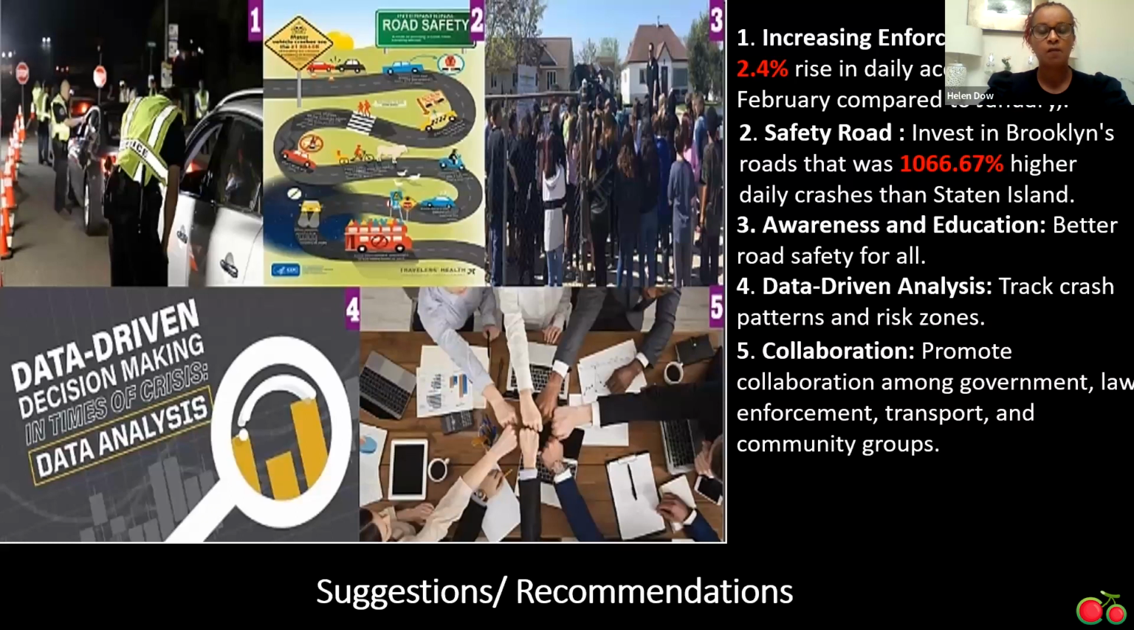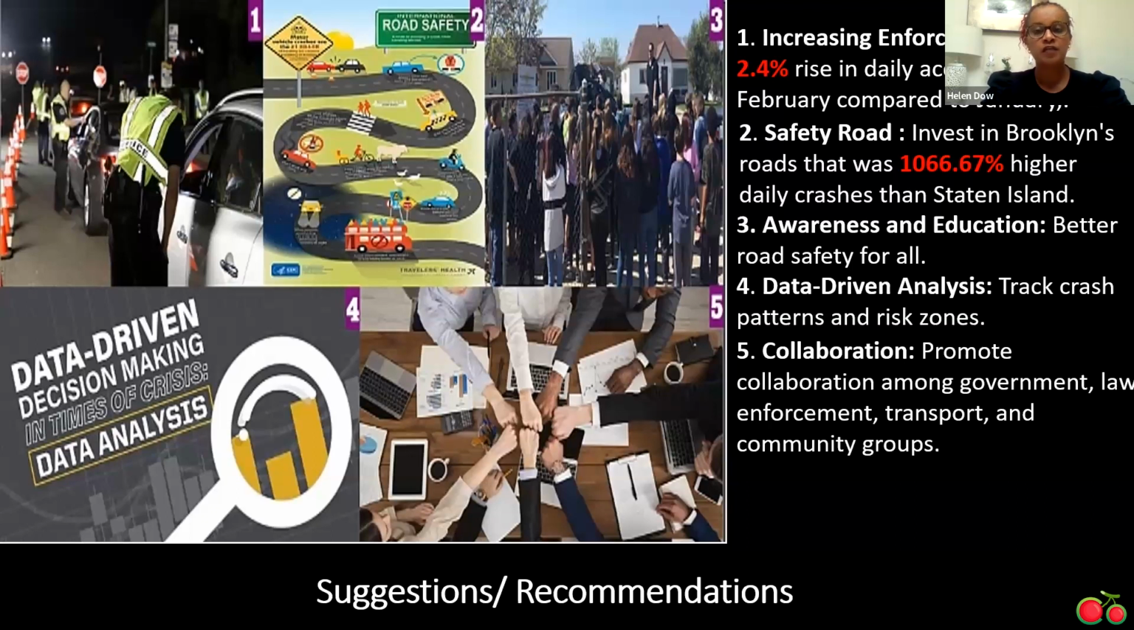Suggestions and recommendations. My suggestions are, number one, increase enforcement. Due to a 2.4% rise in daily accidents in February compared to January, this means more police, stricter enforcement, and focused awareness in risky times and areas. Number two, safer roads. Invest in Brooklyn roads, which had 1,066.67% higher daily crashes than Staten Island. Improve lighting, marking, and safety at intersections.